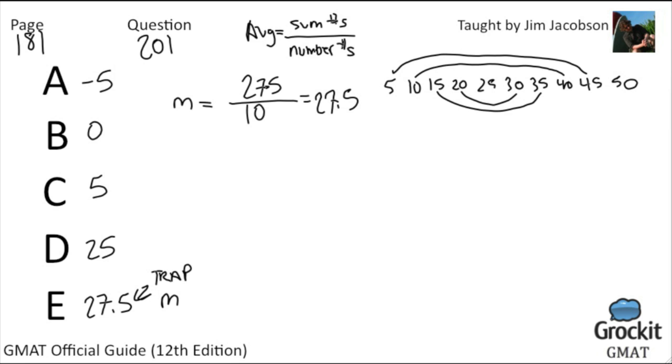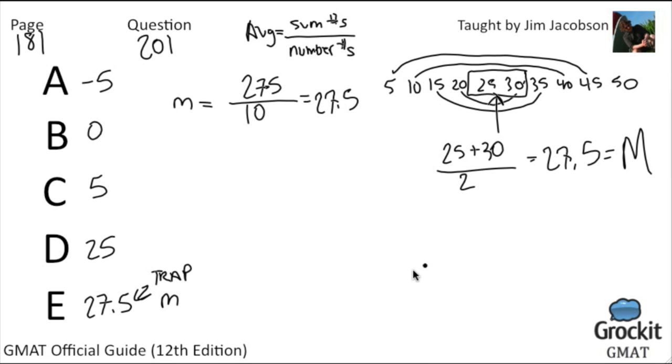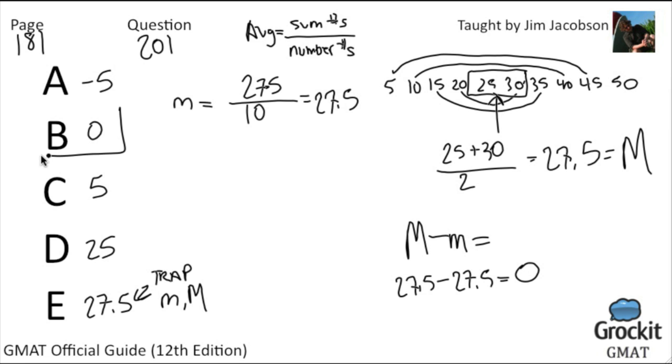The median of the set would be the middle number if we have an odd number of numbers, but since there are 10 numbers in the set, the median is the average of the middle two numbers. The middle two numbers are 25 and 30, so our median is the average of these two: 25 plus 30 divided by 2. In this particular case, it ends up being the same thing, 27.5 is also the median. So capital M is 27.5. So it's both M and m. We subtract M minus m, which, just to be explicit, is 27.5 minus 27.5, that is going to equal 0. Answer choice B.